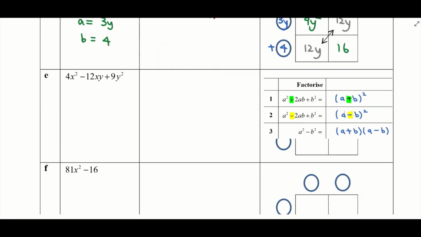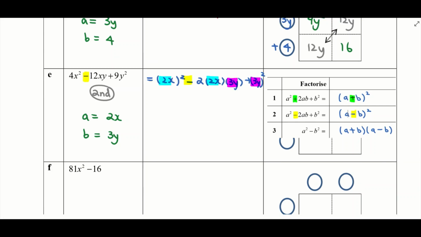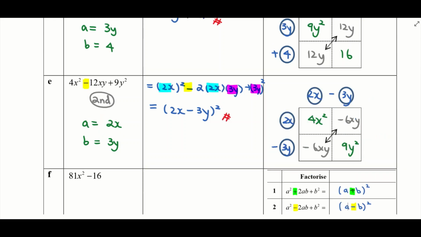How about part E? Can you figure out what is the a and b? a is 2x and b is 3y, and this looks like the second identity because it has a minus 2ab. So it does look like the second identity, a squared minus 2ab plus b squared equals (a minus b) whole squared. This will be the rectangle diagram.